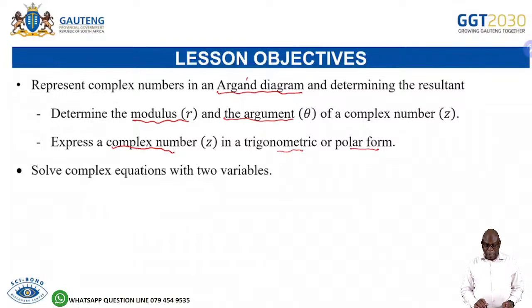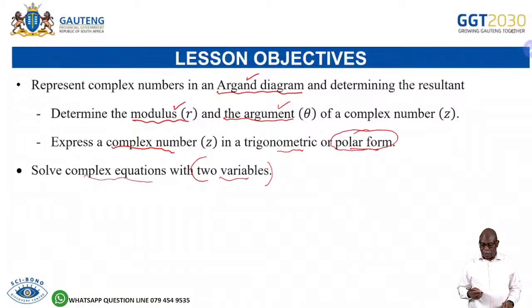The Argand diagram, what type of diagram is that? The modulus, what is a modulus? The argument, we need to understand that. What do we mean when we talk about polar form or trigonometric form? The last part that we need to understand is how to solve complex equations with two variables. Obviously, if there are two variables, then we know that we need to do the simultaneous method.